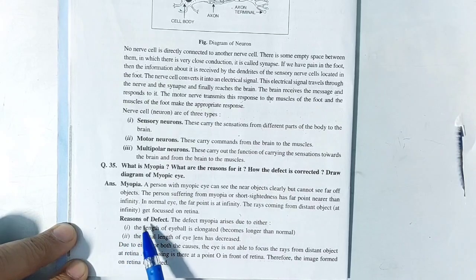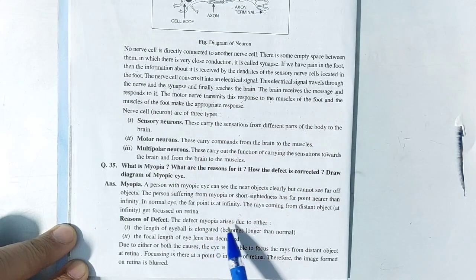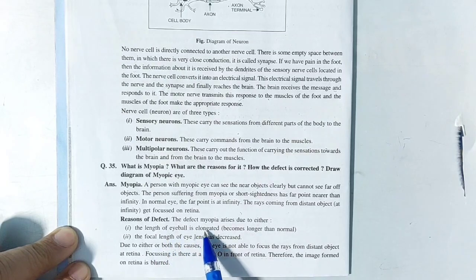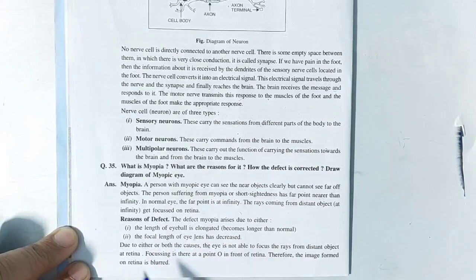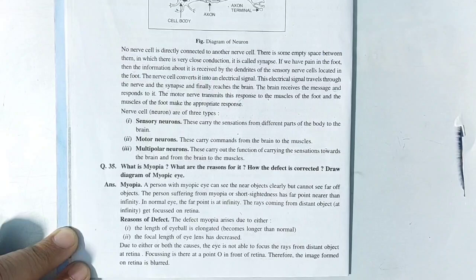Now, what are the reasons for this defect of the eye? The defect myopia arises due to either the length of the eyeball being elongated, that is, it becomes longer than normal, or the focal length of the eye lens being decreased. Due to either or both cases, the eye is not able to focus the rays from distant objects at the retina. Focusing is there at point O in front of the retina. Therefore, the image formed on the retina is blurred.